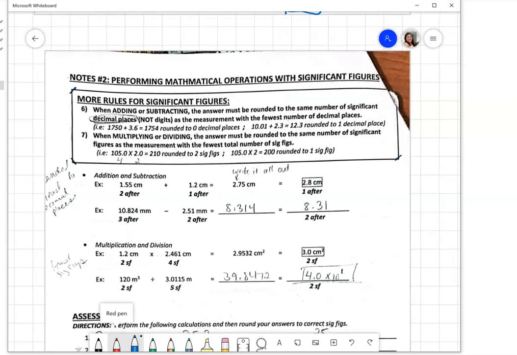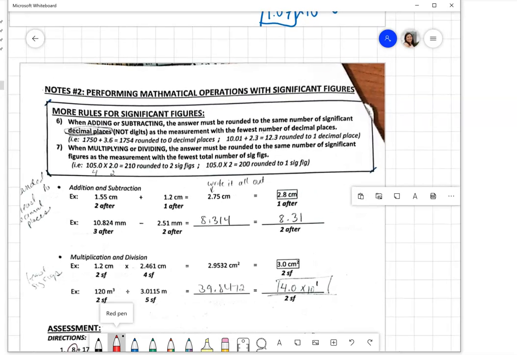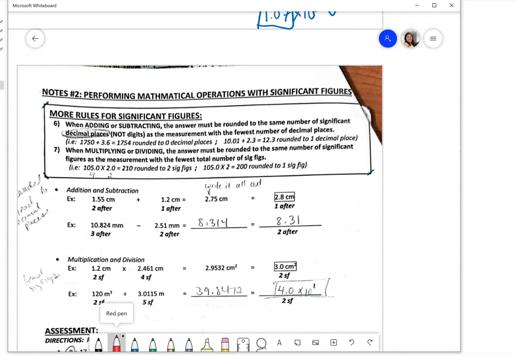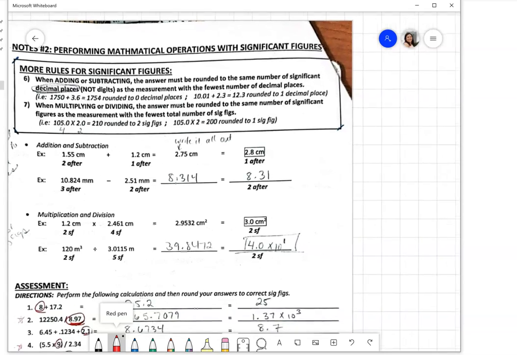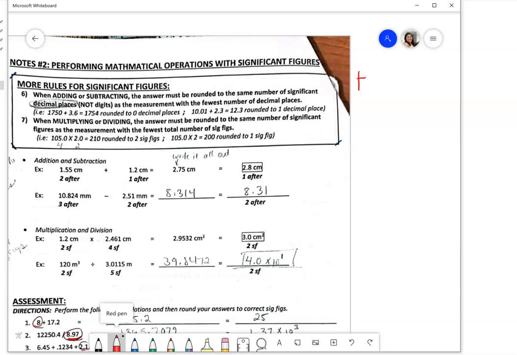All right, so there's two main rules here. There's one rule for adding and one for multiplying and dividing. So I'm going to use two different colors here. When we add or subtract, and I'm going to write my own here, I'm going to write this here. When you add or subtract, your answer is going to be in the fewest number of decimal places.